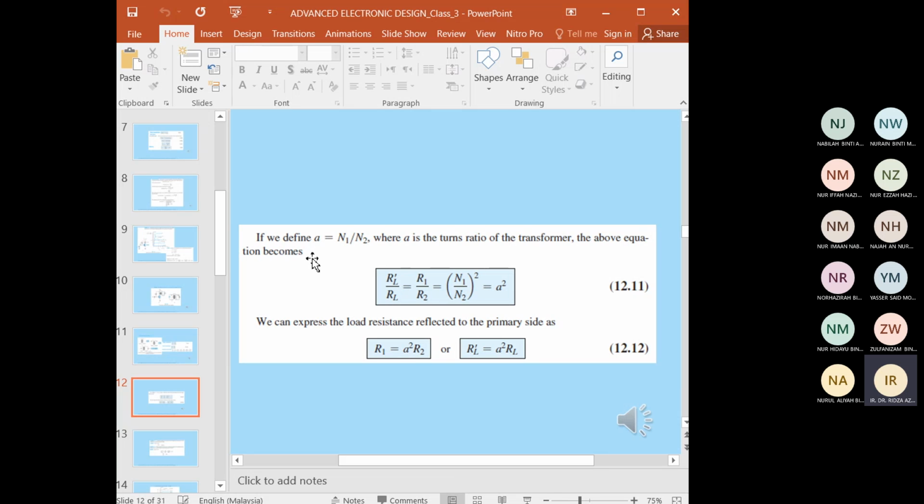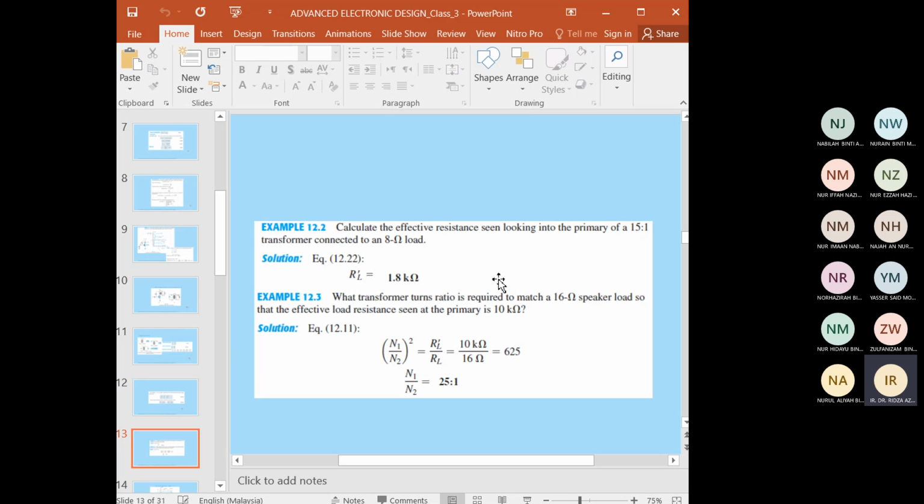So if we define that a is equal to the turns ratio at the primary over the secondary, where a is the turn ratio, we can simplify like this: R prime L divided by RL equal to a to the power of 2. This can be expressed for R1 and R prime L as a to the power of 2 multiplied by R2, so R prime L equal to a to the power of 2 multiplied by RL. I hope that yesterday you have tried this example.